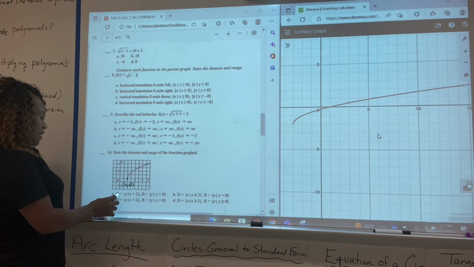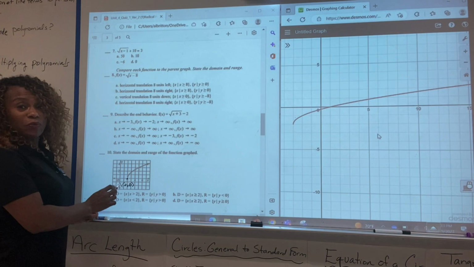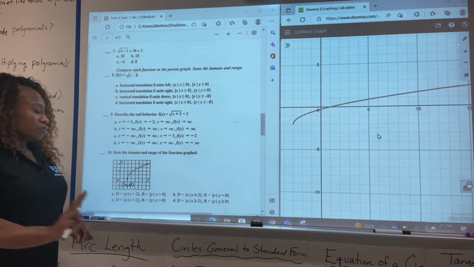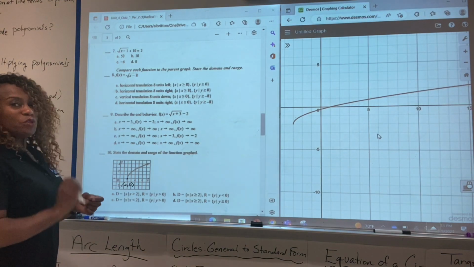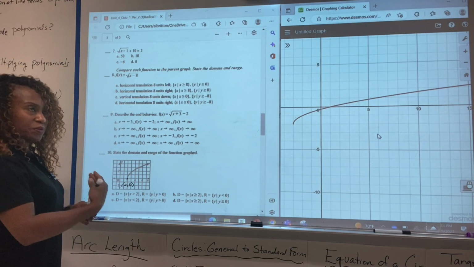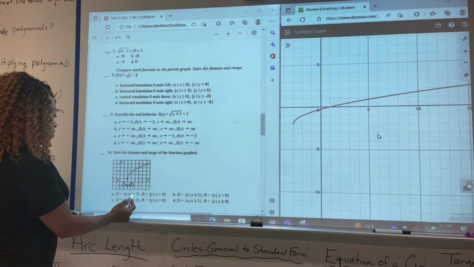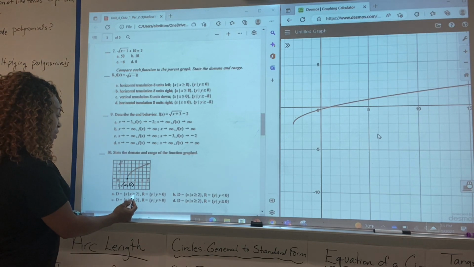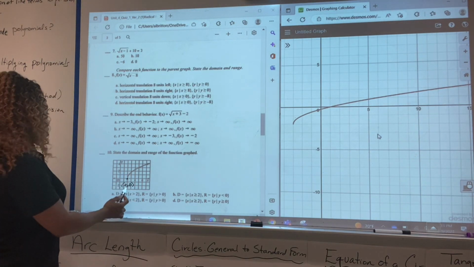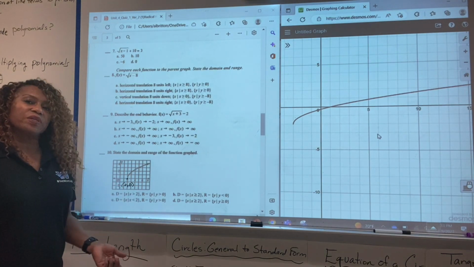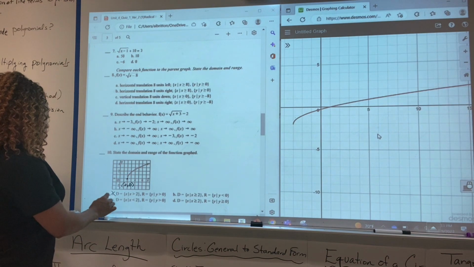So A reads that the domain is all x values where x is greater than 2. Now this is not completely correct. And the reason it's not is because the starting point is at 2. And this says greater than 2, which means we do not include 2. We just move up to 2.1, 2.2, 3, 4, 5. But it doesn't say that 2 is part of these included solutions or values, which 2 is. It starts at 2. If this had said greater than or equal to 2, that would have been correct. But it doesn't, so we cannot include that one.